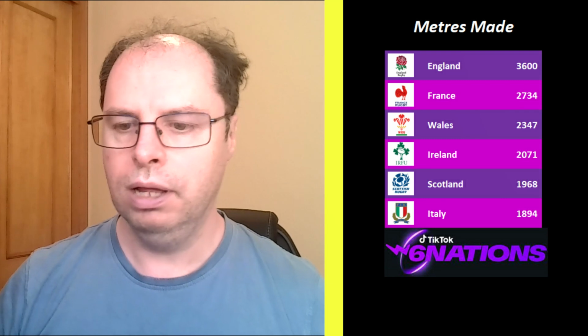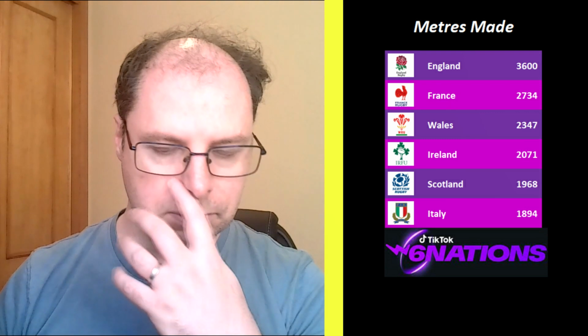So Scotland and Italy at the bottom there, but again we talked about how they've got less ball than anyone else and less territory as well, and obviously having less ball, they're going to have less chances to carry. But also the fact that when they're carrying and maybe not necessarily making ground, that's having a knock-on effect on their territory as well. But England up there with almost 900 meters more made than France just shows again what an exceptional team this England team are.